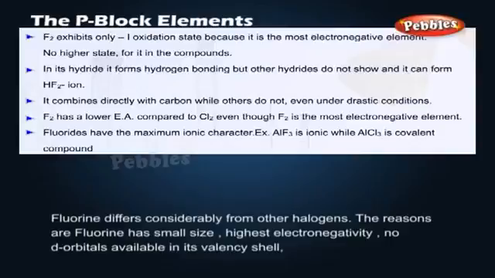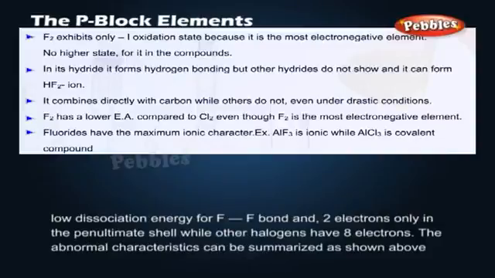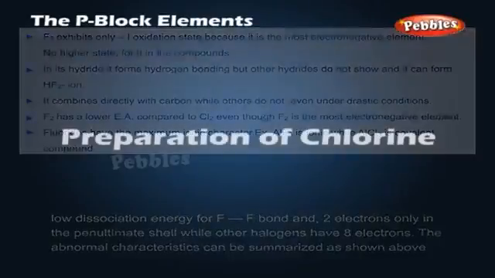Fluorine differs considerably from other halogens. The reasons are: fluorine has small size, highest electronegativity, no d orbitals available in its valency shell, low dissociation energy for F-F bond, and 2 electrons only in the penultimate shell, while other halogens have 8 electrons. The abnormal characteristics can be summarized as shown above.